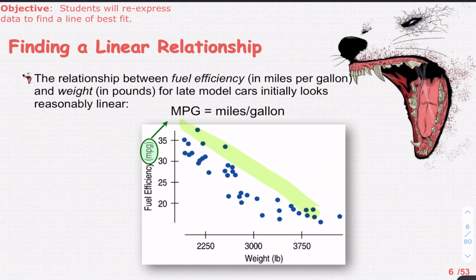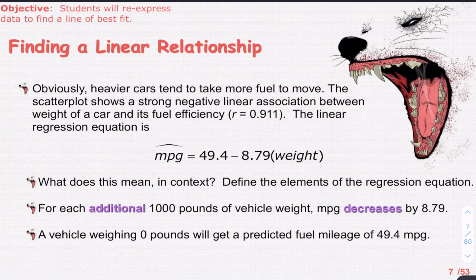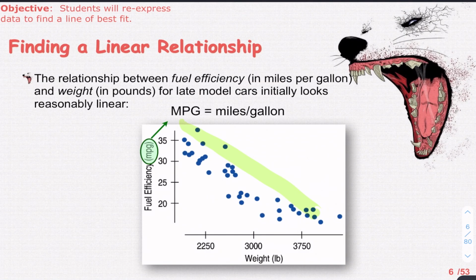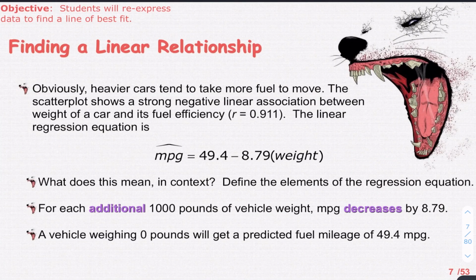But if we run our linear regression analysis, obviously heavier cars tend to take more fuel to move. The scatter plot shows a strong negative linear association between the weight of a car and its fuel efficiency. If we ran the model of this scatter plot, we get an R of negative 0.911.